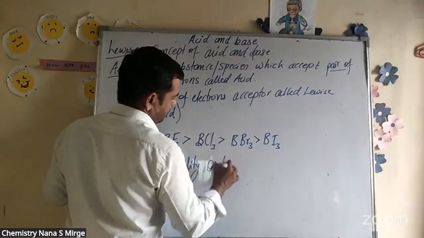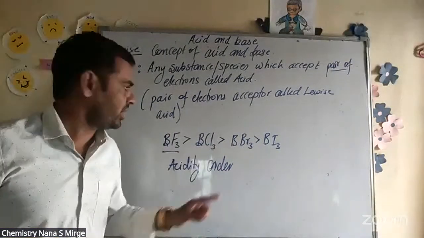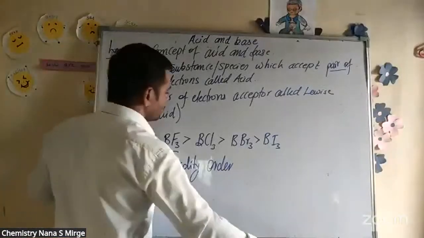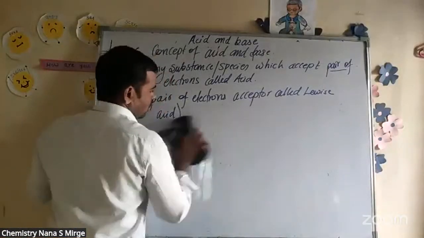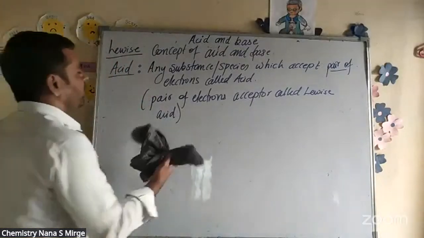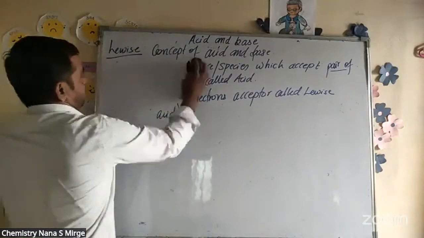Acidity order: BF3 is the strongest acid, then BCl3, then BBr3, then BI3. So here also there is strength and weakness, according to the Lewis concept. Now you can have a base. What is a base according to the Lewis concept?